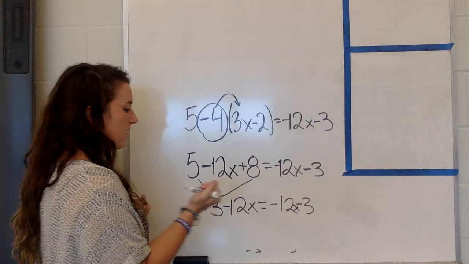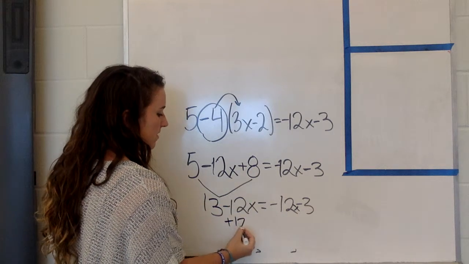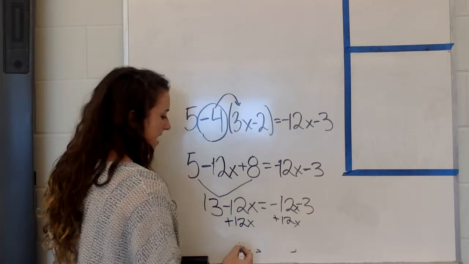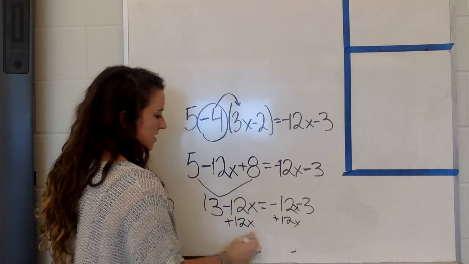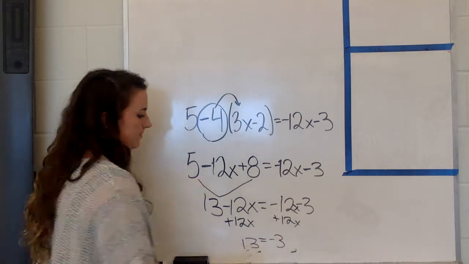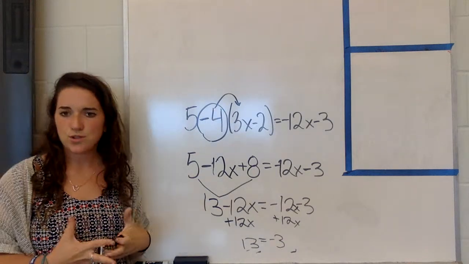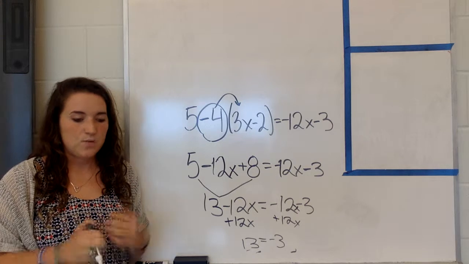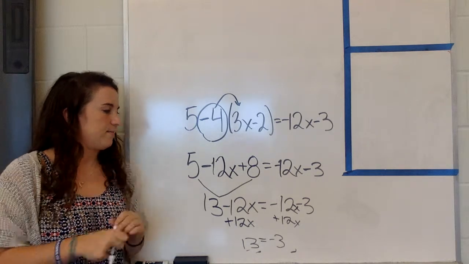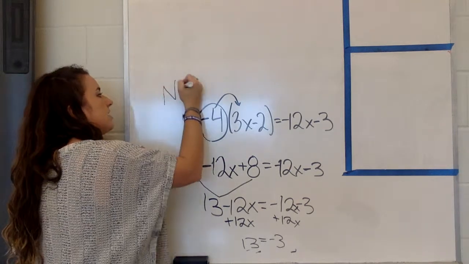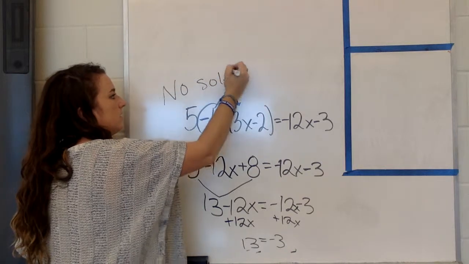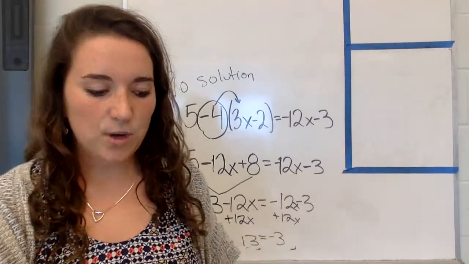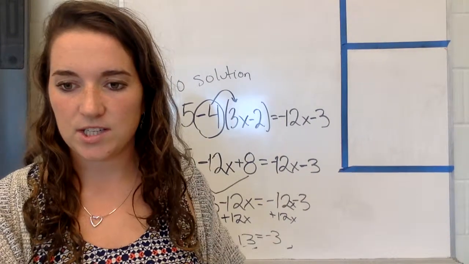So if I got rid of 12x over here, I would add 12x, add 12x. I'd end up with 13 equals negative 3. Is that ever true? No, 13 will never equal negative 3. So what's our solution to the equation? The correct answer is no solution. Go ahead, try the challenge problem, and then we'll go over the answer together.